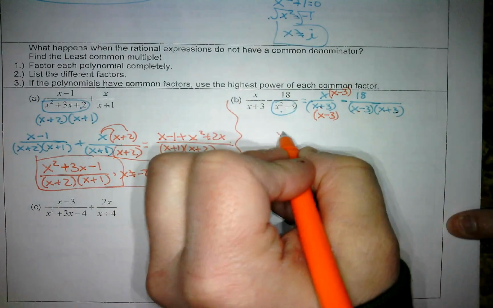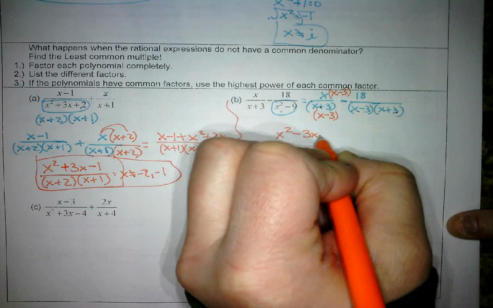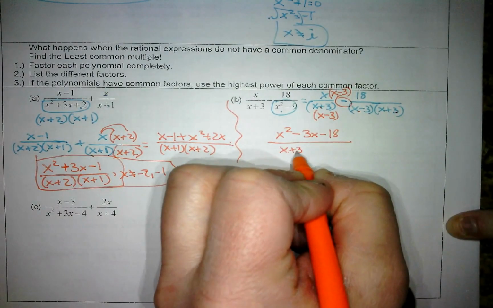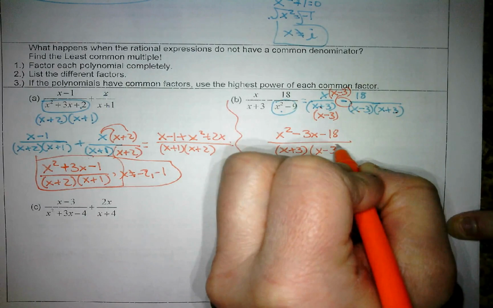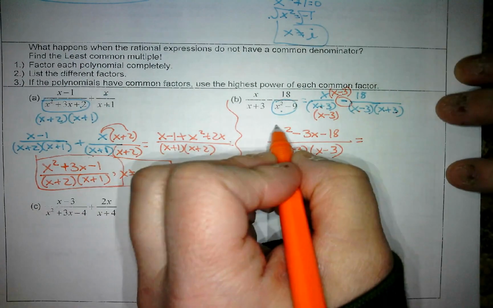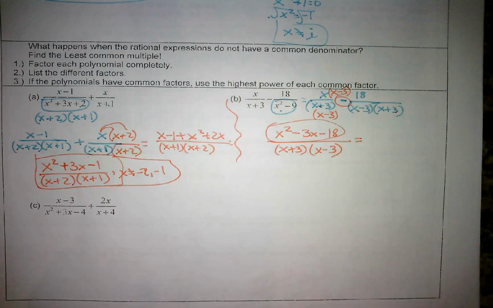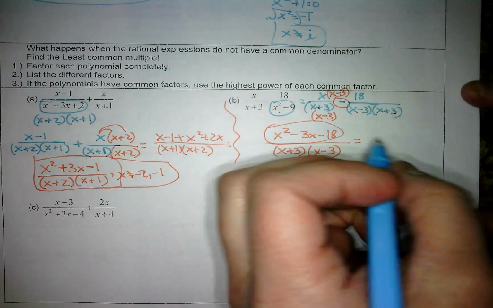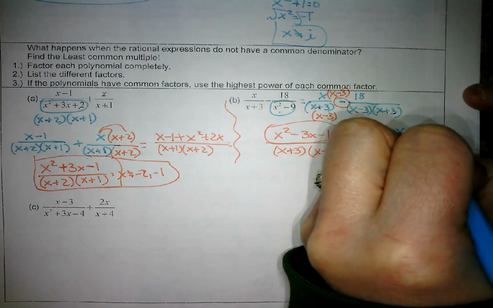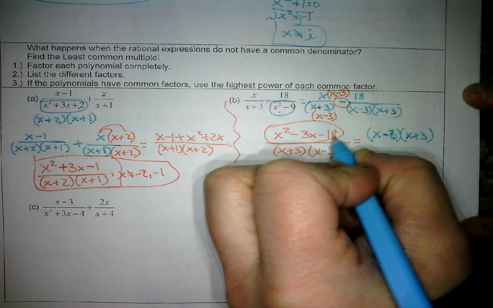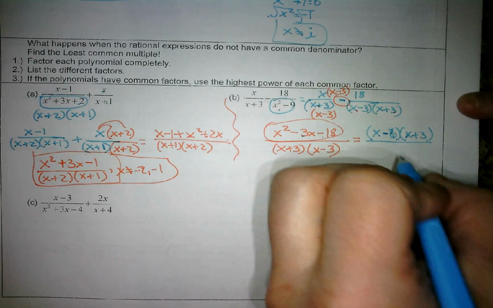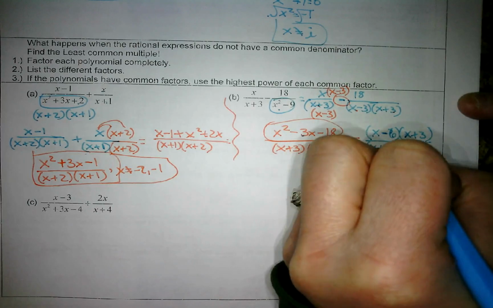Okay, so now that's going to become x squared minus 3x minus 18, right, because of that minus sign, over x plus 3 times x minus 3. Now I'm going to factor if I can, so let's see if I can factor that. What multiplies to negative 18 and adds to negative 3? That would be x minus 6 and x plus 3. Okay, negative 3 times 6 is negative 18, and negative 6 plus 3 is negative 3. Over x plus 3 times x minus 3.